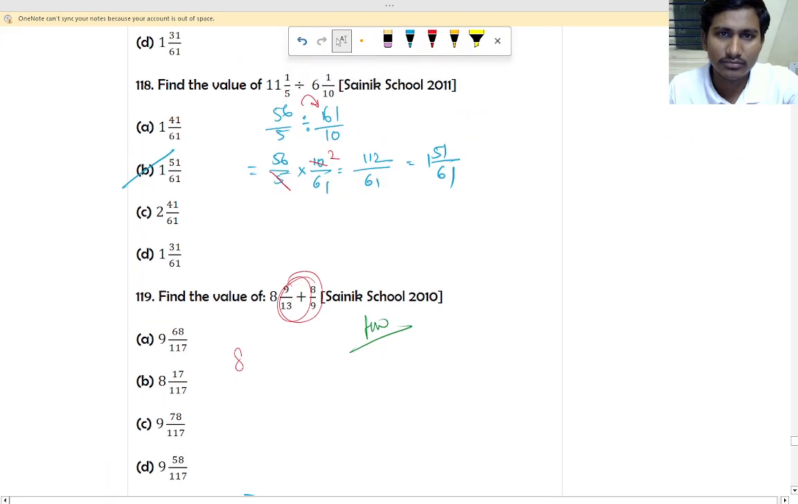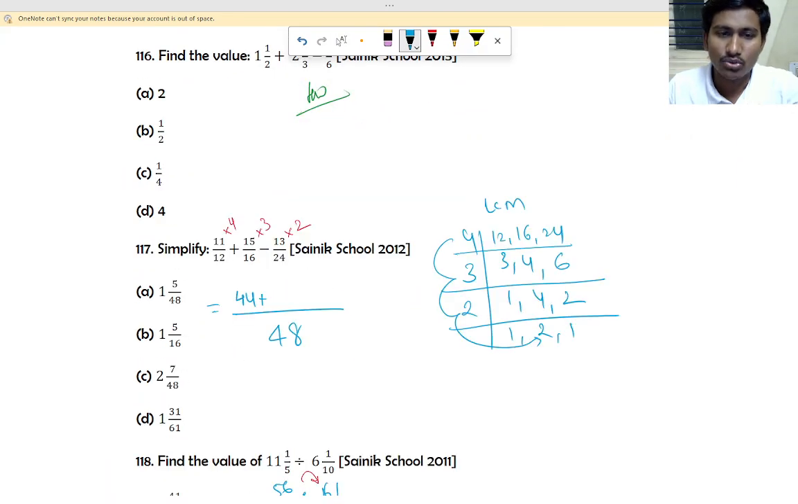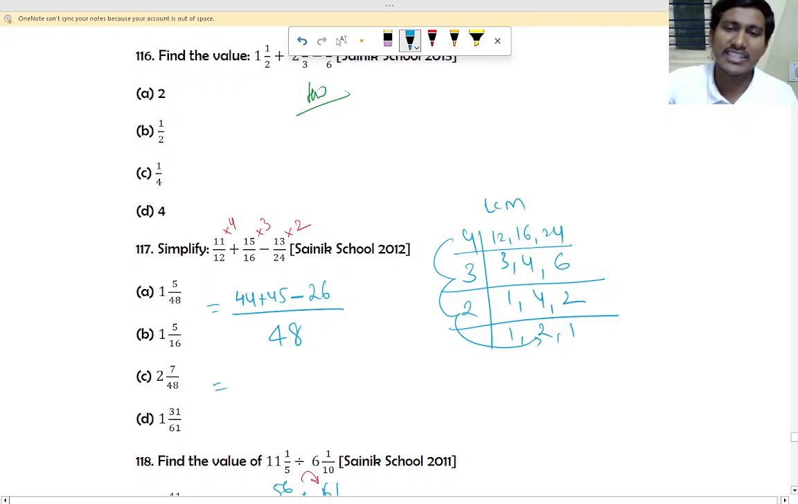So here 117, right? So 15 3s are 45, minus is there 13 2s are 26. So if you minus, what will be the answer? 45 minus 26 is how much? That is 19, right? So 19. So 44 plus 19 is how much? 63. So 63 by 48. So 63 means 1 whole, it will come.